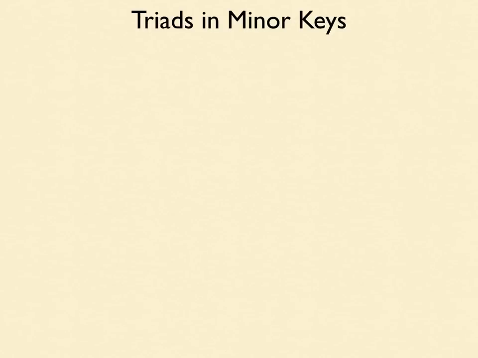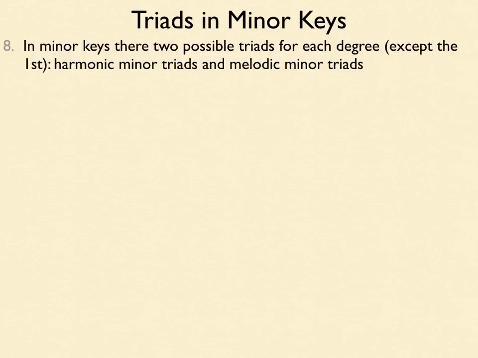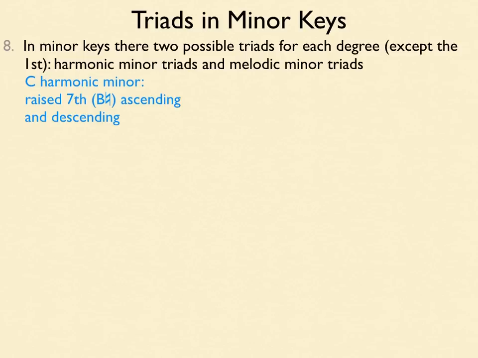So let's look now at triads in minor keys. It's a little bit more difficult to understand triads in minor keys, because in minor keys there are two possible triads for each degree, except for the first degree. Because you have harmonic minors and melodic minors, you're going to get two different types of triads for each degree of the scale, except for the tonic triad.